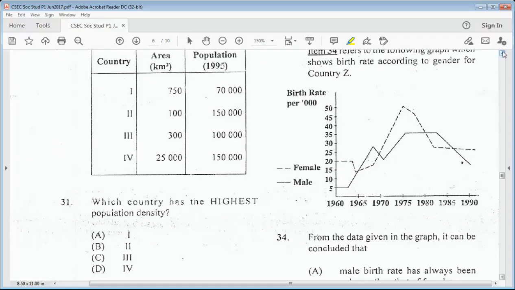Country 2, 150,000 divided by 100, we get 1,500. Country 3, 100,000 divided by 300, we get 333. And country 4, 150,000 divided by 25,000, and we get 6. So obviously the one with the highest population density is country 2, that is B. So our population density is total population divided by our area in square kilometers.